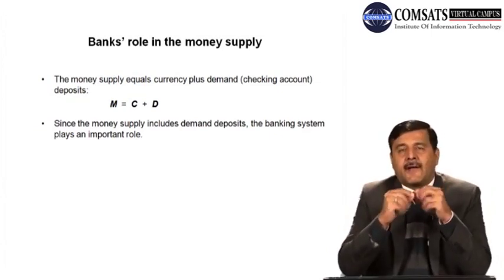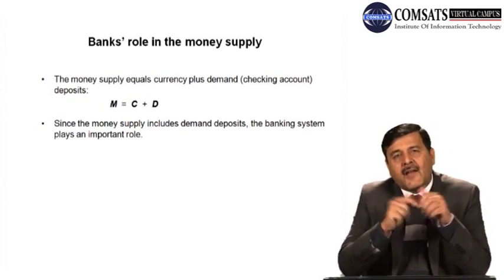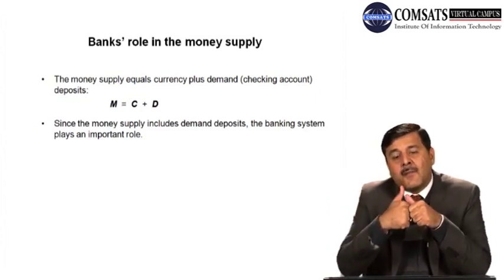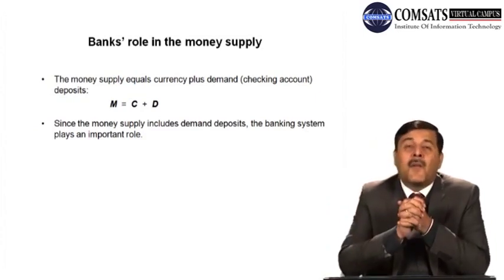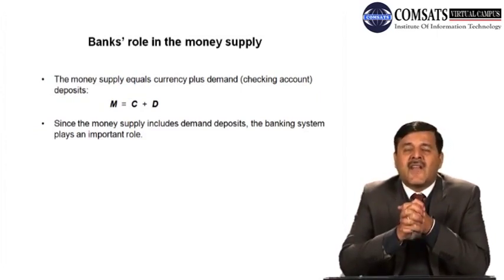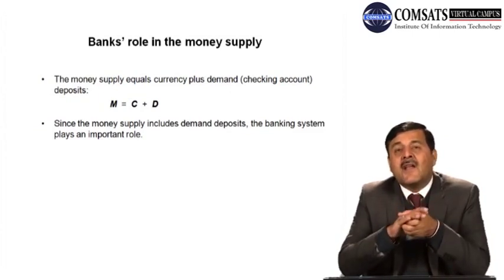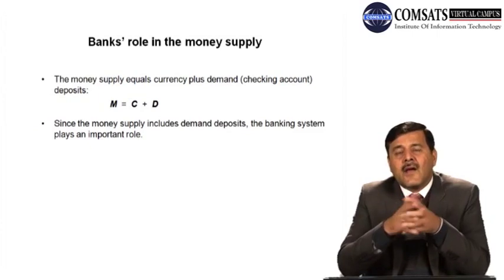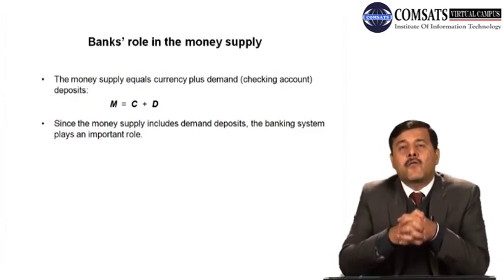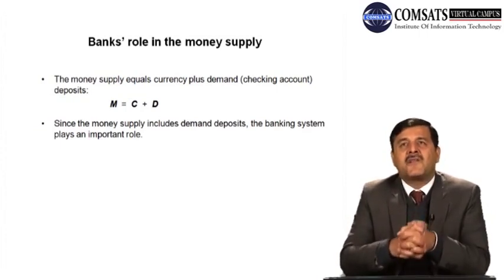So as we said, money supply has two components. One component is the currency in circulation, the other is the demand deposits. Since money supply includes the demand deposits in its definition as a component, we can say that banks in the country and the economy can play a very important role in creating money supply, to increase or decrease money supply in the country and the economy.